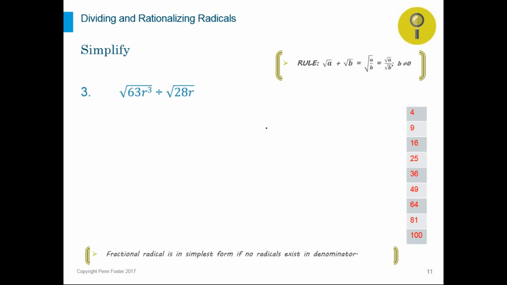One more example with variables, and this time one of the variables has an odd power. What should we do? Well, I'm going to follow the same steps. Think about the 63. 63 is a multiple of 9, and 9 is a perfect square factor, so I'm not going to proceed to divide unless I simplify my problem first. So I can rewrite this as the square root of 9 times 7, and I still have the r to the third power, divided by the square root of 28, which is a multiple of 4. So it's 4 times 7, and I still have my r there.